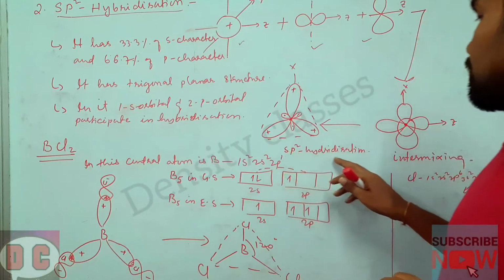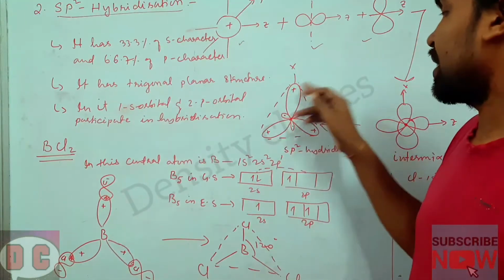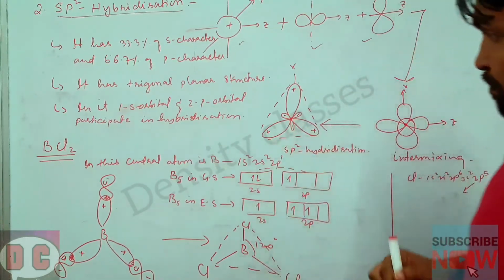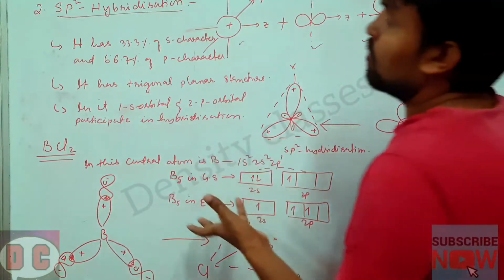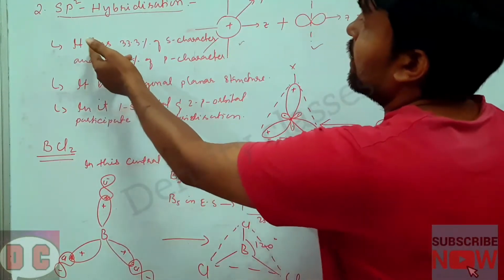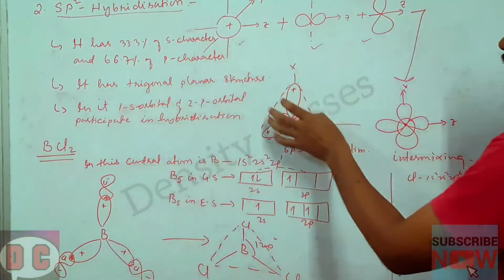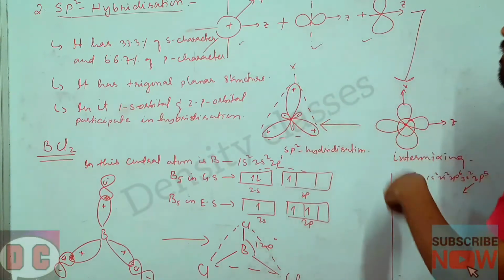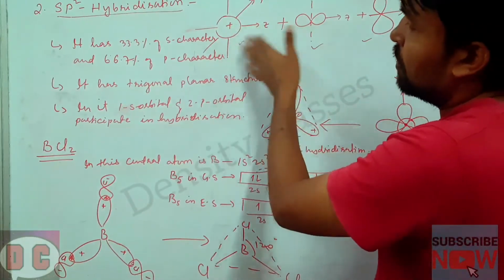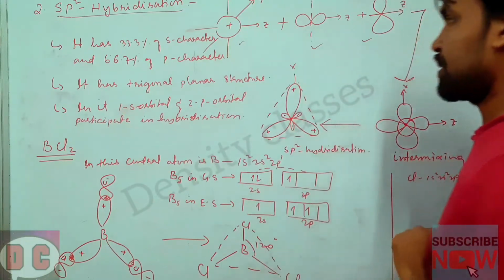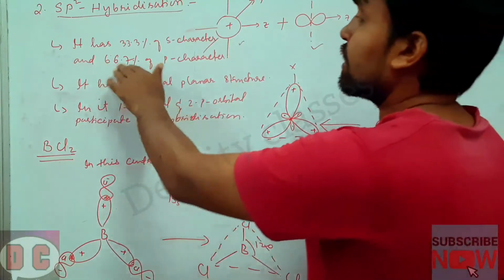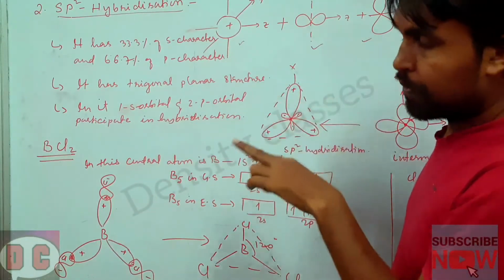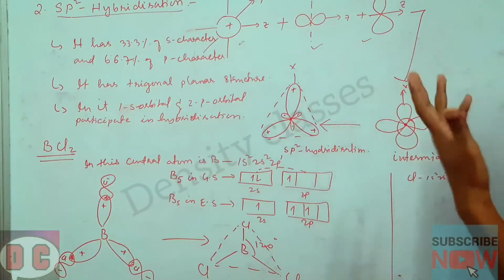So this is sp2 hybridization. These are hybridized orbitals. Got it? So what are the features of sp2 hybridization? Here you will see it has 33.3% s character. This hybridized orbital will have 33.3% s character, because only one part out of three is s. And it will have 66.7% p character, because out of the three, two parts are p orbitals. So they will have more p character.